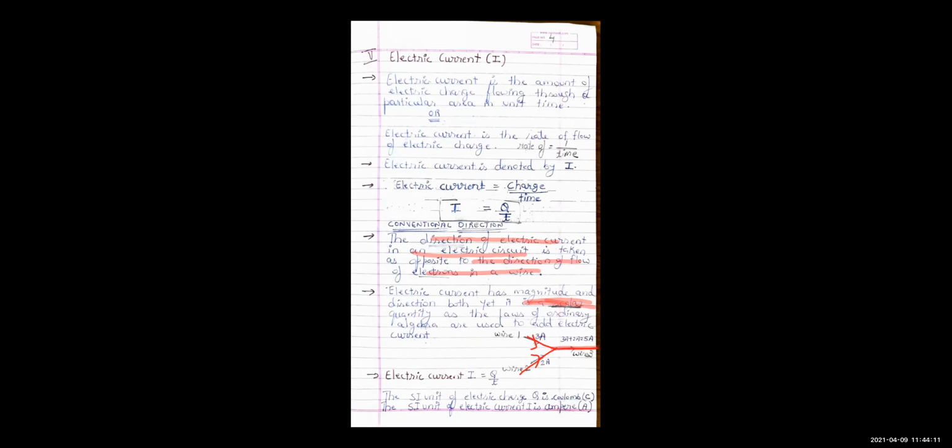So electric current is a scalar quantity as it can be added by using the ordinary rules of algebra. Got it beta? So I equals Q upon T, where I is electric current, Q is charge and T is time. Now let's talk about their units. The unit of charge we have done in lower class. The unit of charge is coulomb.